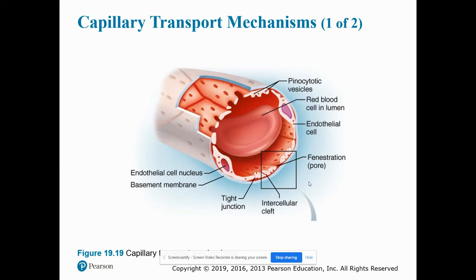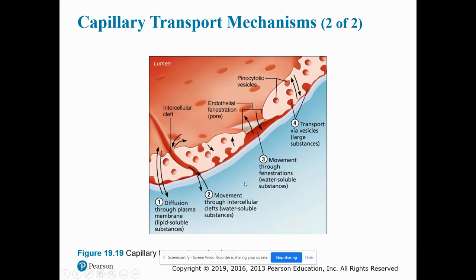And so this is just showing a capillary, and then there's a nice little square here, and we're about to blow this square up. And we have direct diffusion, which would be lipid-soluble substances, movement through the intercellular clefts, water-soluble, movement through the fenestrations, water-soluble, and then movement through these vesicles would be larger substances like proteins.